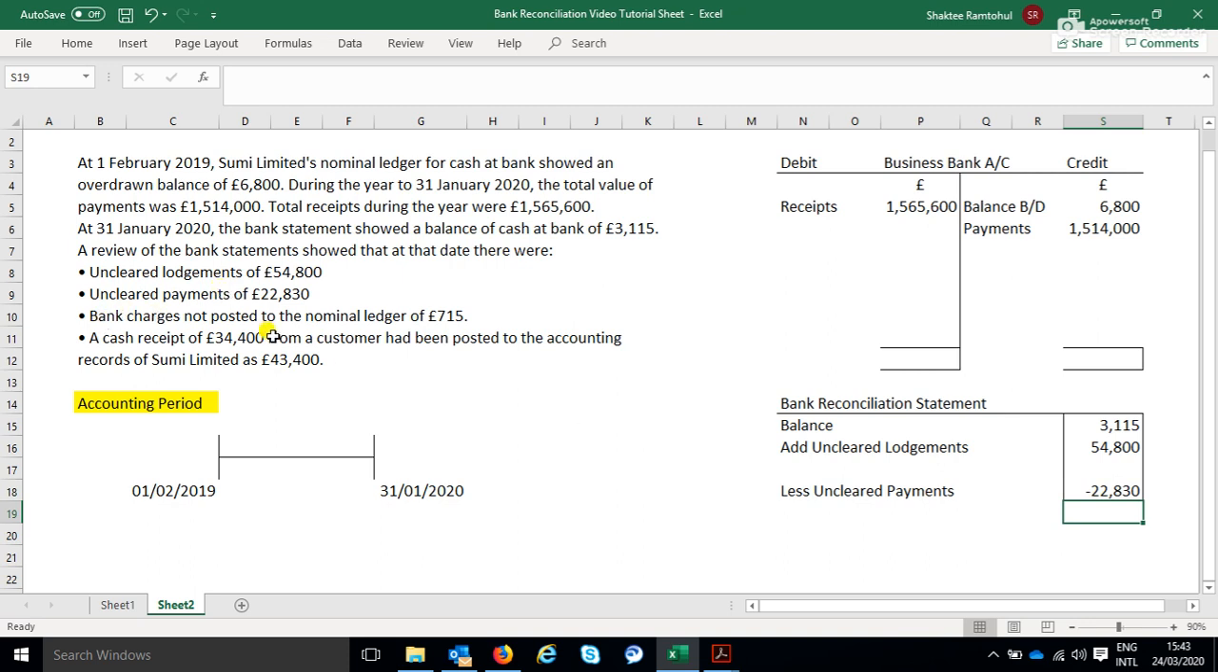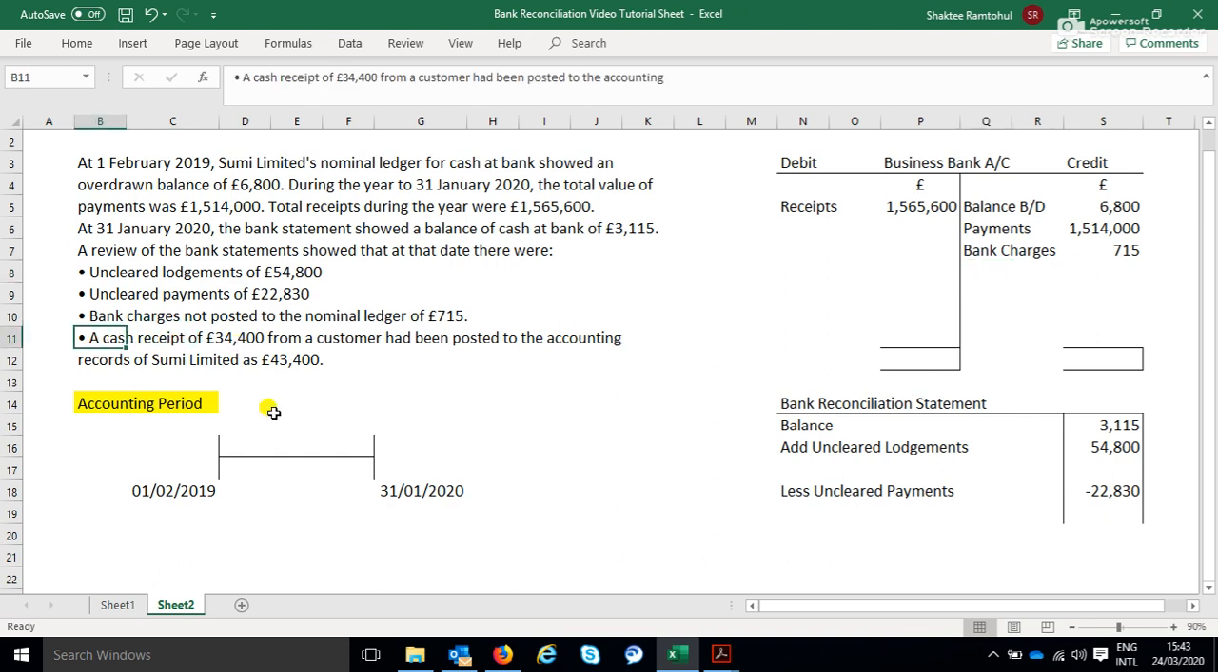Moving on, we're told bank charges not posted to the nominal ledger. Now, bank charges, surely this has been accounted for by the bank, but until we get our bank statement, we would not know sometimes how much we are paying in terms of bank charges. So since we are paying bank charges, that will be on the credit side, 715.